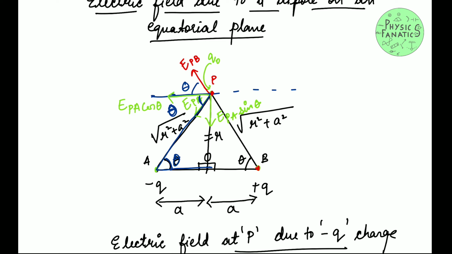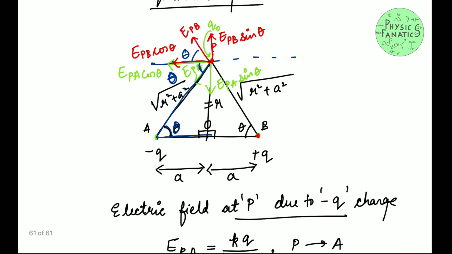Okay, next I can see one more component here, right? The component, because EPB will also have two components, right? One is along this direction, that is EPB sin theta, sorry, not sin theta, it will be again cos theta, I'm really sorry, it will be cos theta, right? EPB cos theta. Next one will be EPB sin theta, which will be along in this direction, right? Yes or no? I hope you guys can understand that. So basically you got two components here. Yes or no?